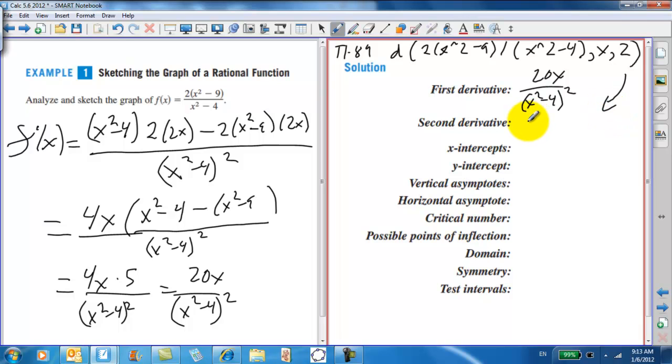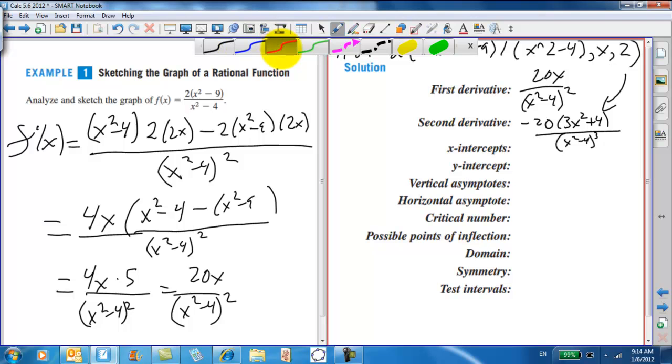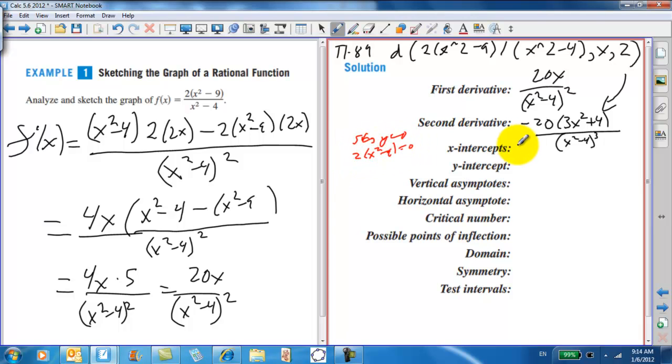And you end up with negative 20 times 3x squared plus 4 over x squared minus 4 to the third. Okay? Now let's look for some of these other things. Remember, to find the x-intercepts, we set y equal to 0. In this case, set the numerator 2 times x squared minus 9 equal to 0. And that gives you plus or minus 3 for the x-intercepts.